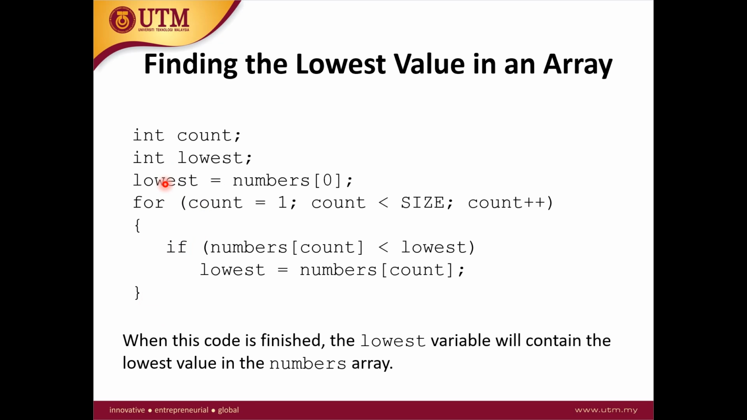So the lowest is going to be the first element, and starting from 1, if the number we are accessing is less than the lowest, if it's less than the previous one, what happens? The lowest becomes this number, else nothing happens, it goes to the next element. So when the loop is terminated, we are going to have the lowest value here.